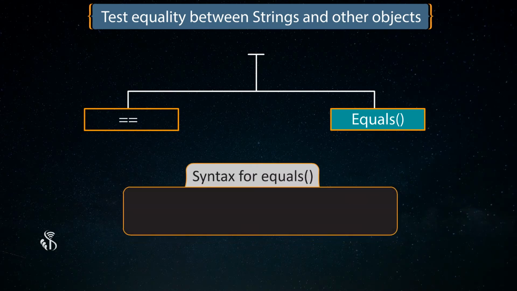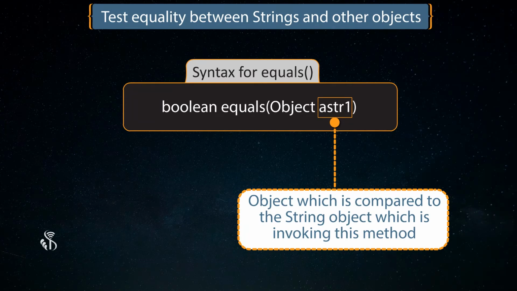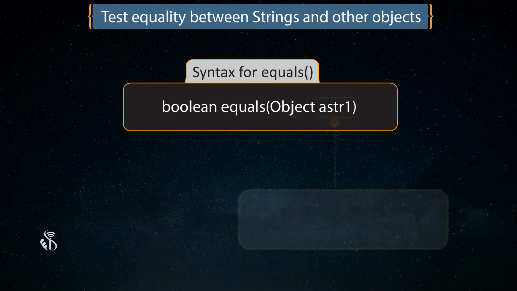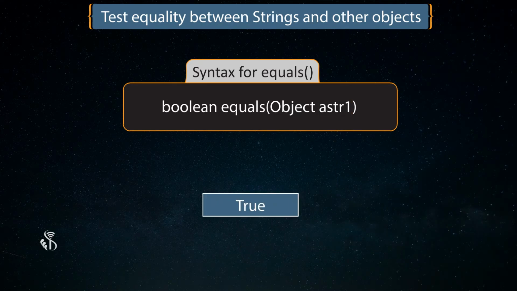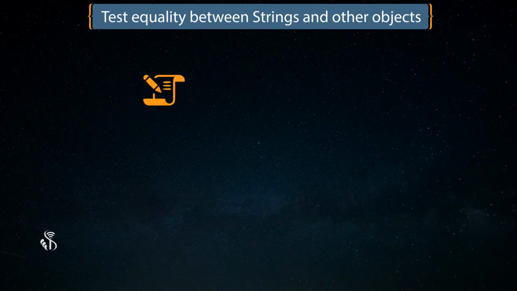The syntax for equals() is boolean equals(Object aStr1). In this expression, aStr1 is the object which is compared to the string object which is invoking this method. This expression will return the value true if both the strings contain the same characters in the same order. Else, it will return false. Please note that here the comparison is case sensitive.